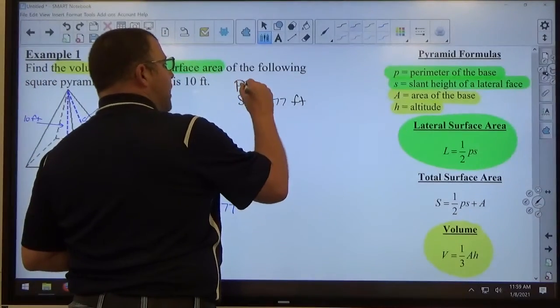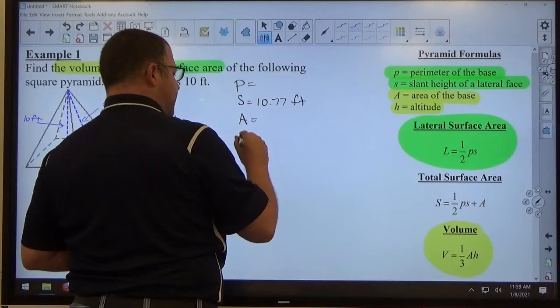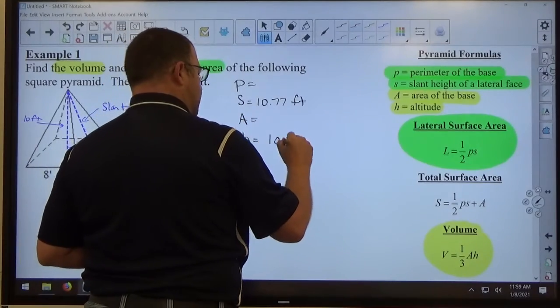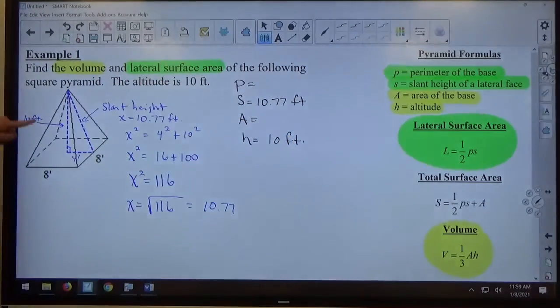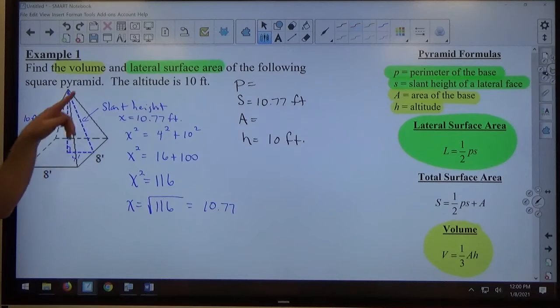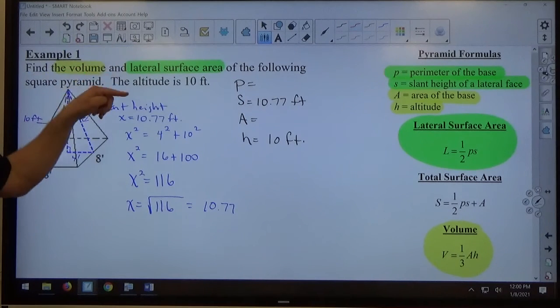P I don't know yet, A I don't know yet, H is equal to 10 feet. 10 feet is the altitude, which is given to me right there, altitude is 10 feet. So the slant height and the altitude are both just linear dimensions. Some number of feet, some number of inches, yards, miles, meters, whatever. All right? The perimeter and area come from the base, perimeter of the base, area of the base.